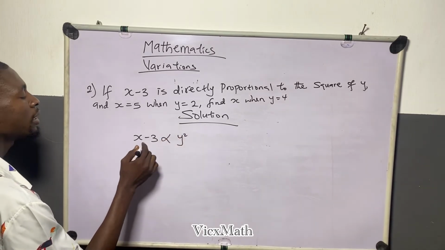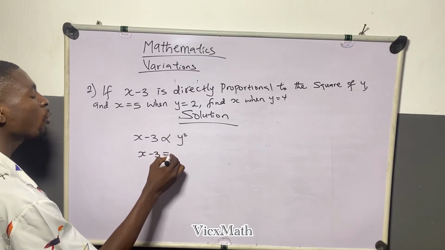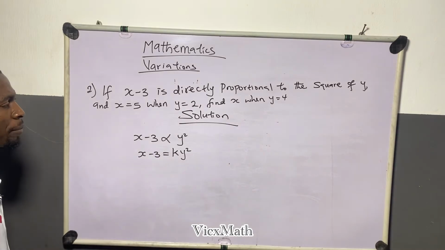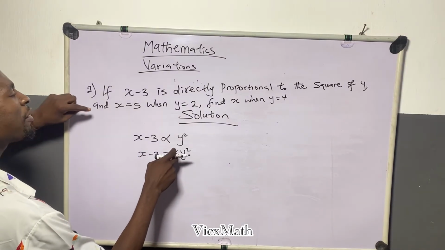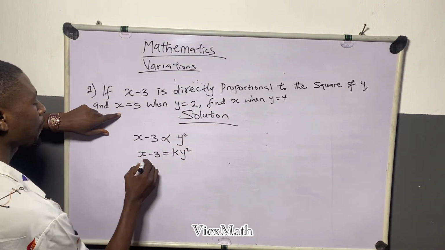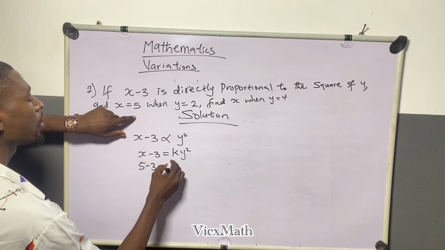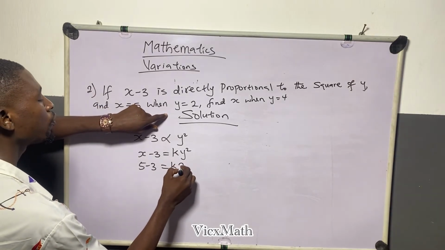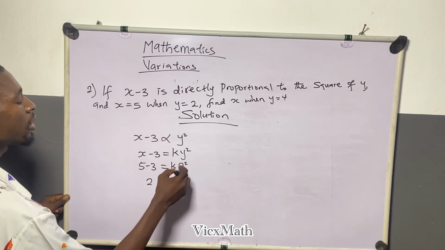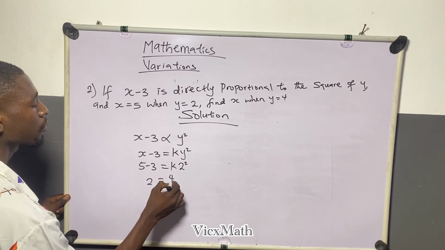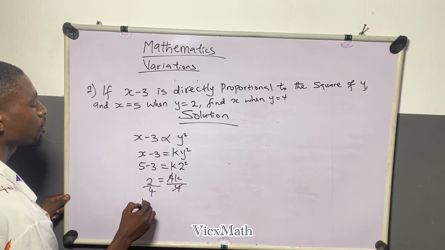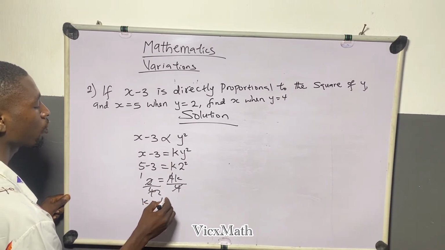If you have understood this, then you can say that x minus 3 is equal to, when you turn this to equality, constant times y squared. You introduce a constant, and now we have to find k. They've given us our first x. When x is 5, which is 5 minus 3, is equal to k, then y is 2, which means 2 raised to the power 2. We'll have 5 minus 3, which is 2, is equal to k times 4, which is 4k. Divide both sides by 4, the coefficient of k. This cancels this. So k is equal to, 2 here is 1, 2 here is 2, so k is equal to 1 over 2.